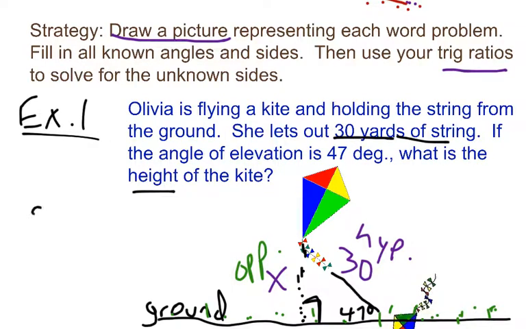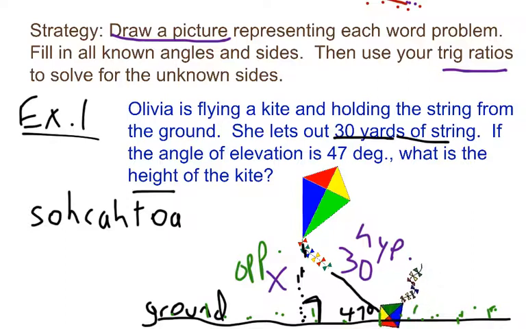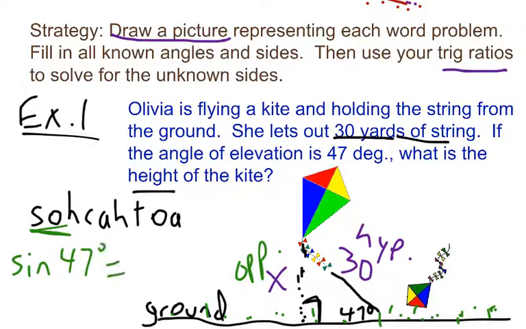So I'm going to write SOHCAHTOA. I should always write this when I'm doing trig. That way I just reference it. And which one includes the known, which is the 30, the hypotenuse, and the unknown, the opposite? So which one has hypotenuse and opposite? Look next to sine, we have OH. So that's the one we're going to use. So I'm going to write sine of 47 degrees equals opposite over hypotenuse.